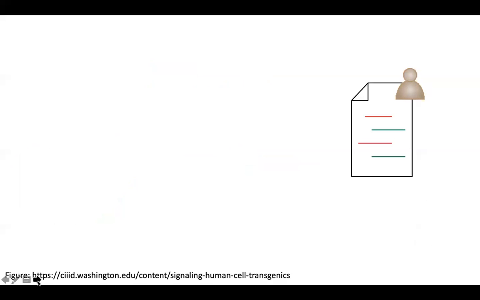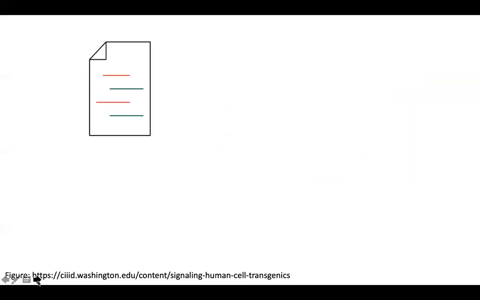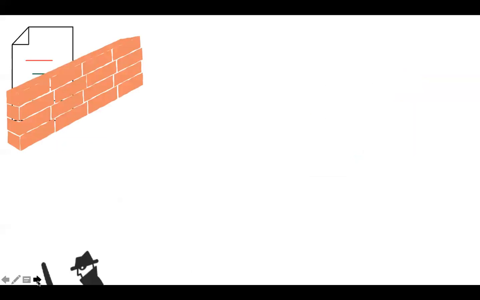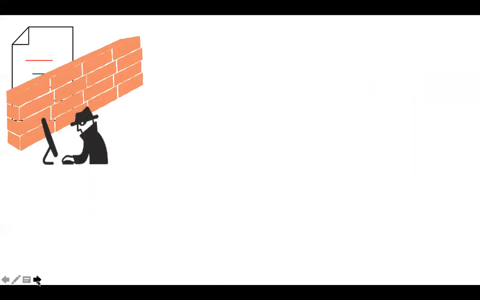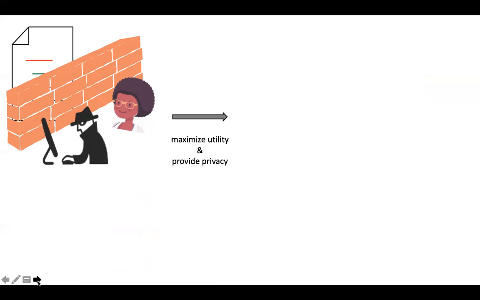Because of this, high-utility functional genomics data have had to be kept behind controlled access to prevent bad actors from misuse. However, this controlled access storage also makes it more difficult for scientists to access the data and use it to answer important biological questions. To solve this problem, we designed a data sanitization method to maximize data utility while providing privacy.